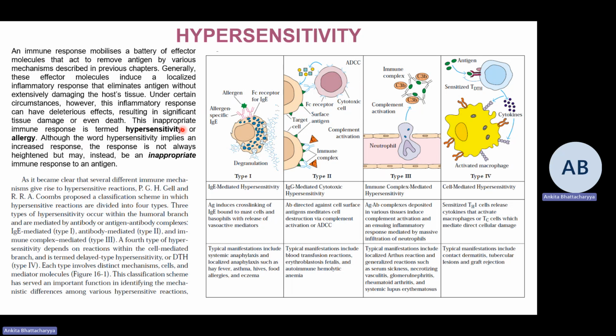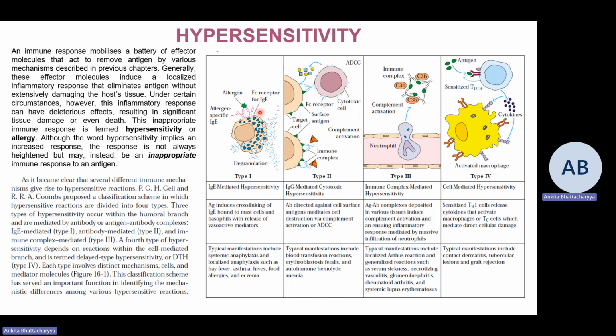hypersensitivity depends upon reactions within the cell mediated branch and is termed DTH or delayed type hypersensitivity. Each one has very distinct mechanisms, cells, and mediator molecules, and that's what we are addressing here in this schematic representation. First one, of course, is IgE-mediated hypersensitivity. What happens there? You have an antigen which is inducing the cross-linking of IgE bound to mast cells and basophils, and that is being accompanied by a release of vasoactive mediators.